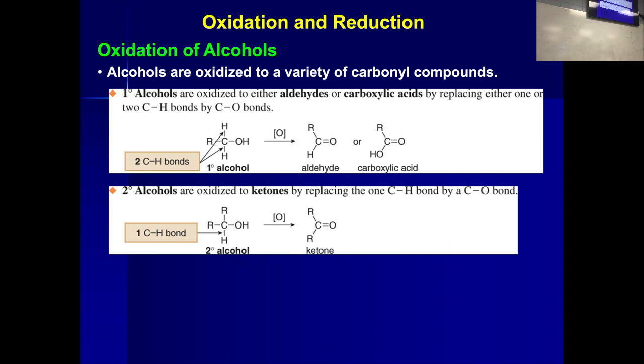Secondary alcohols have one hydrogen bond on the carbon containing the OH. They can only form one type of product, and that is a ketone. You can oxidize secondary alcohols into ketones.